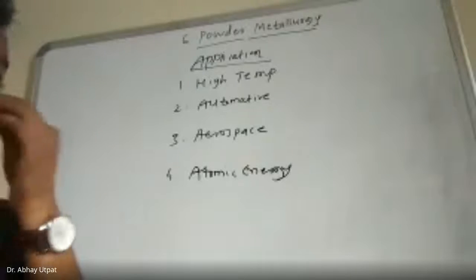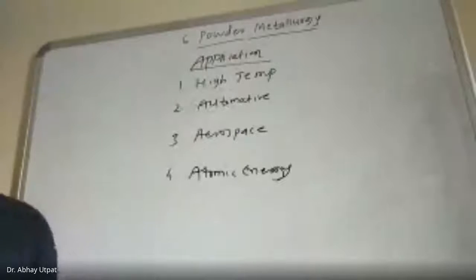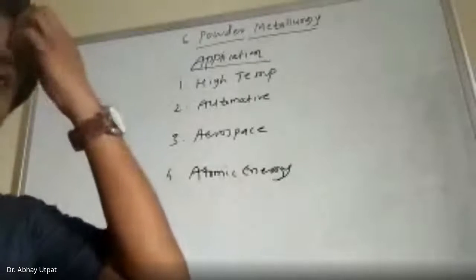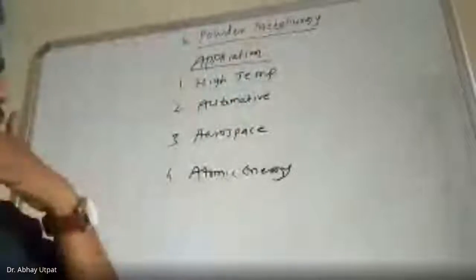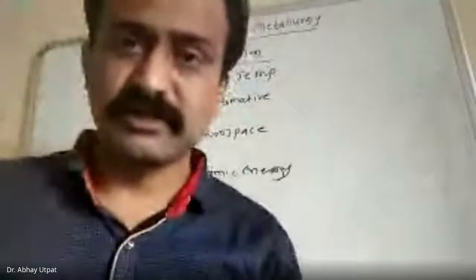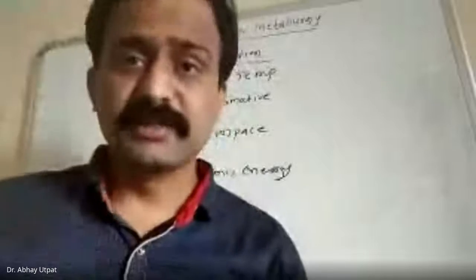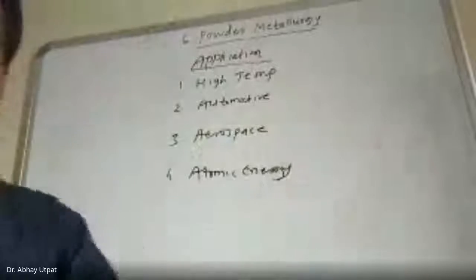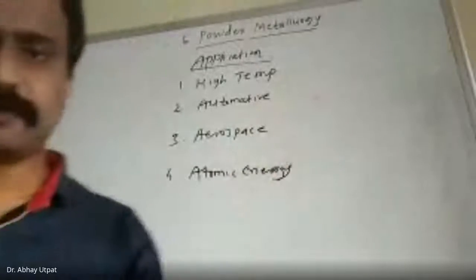Some shape is to be given, so that manufacturing is carried out by the powder metallurgical process. That's why it is called application of powder metallurgy in producing the components. So I repeat, application of powder metallurgy in producing the components used at higher temperature. That is the meaning of high temperature application. Now automotive, I already told, gears, connecting rods, clutch, friction materials, bearings, number of parts are produced by powder metallurgy. Second is automotive application. Aerospace.